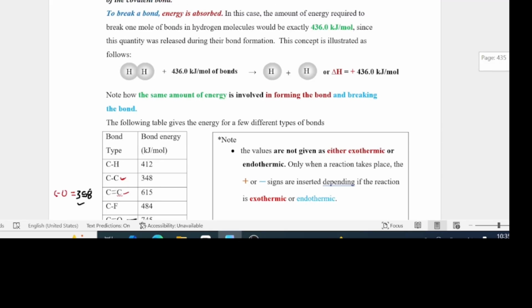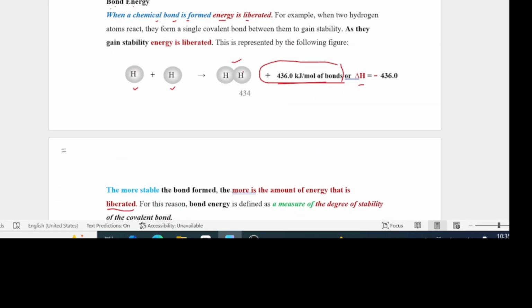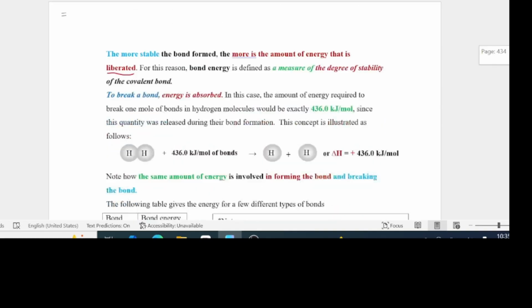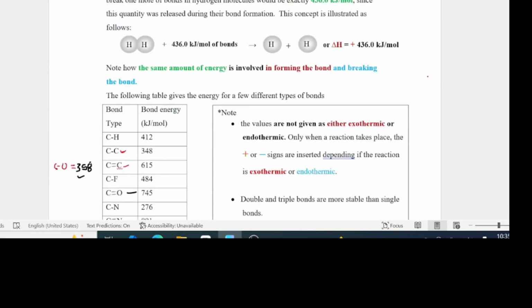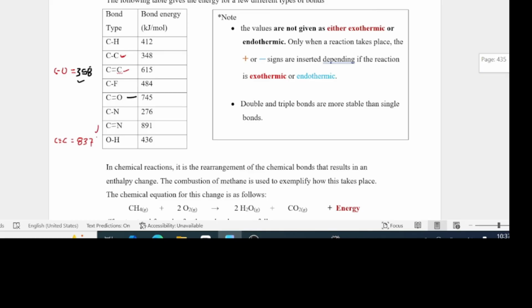So you go back to this equation again, you can see that when 1 mole of bonds is formed, that amount of energy is liberated. And to break those bonds, we must insert the same amount of energy that was produced when a mole of these bonds was formed. This table here gives the values for a few different types of bonds, but you can see here that the bond energies are represented, but they are not given either a positive or negative sign.